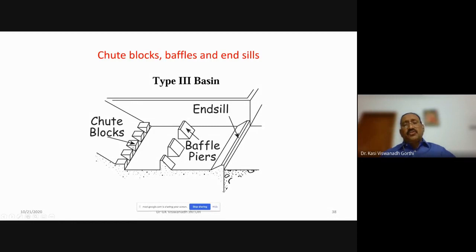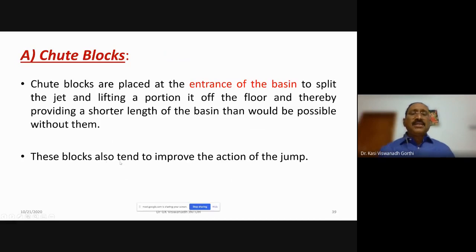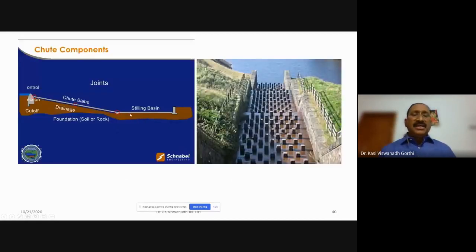Further, because there is a chute block in terms of an obstruction, the flow which is coming here shall rise and fall here. So some amount of energy gets dissipated. Because some energy is dissipated here, the total length of this solid apron which is required can be reduced, so it becomes economical. So these blocks also tend to improve the action of the jump. You can see here in the stilling basin how the chute blocks are provided. You can see this is the figure.